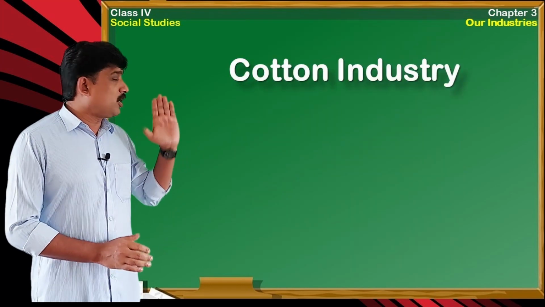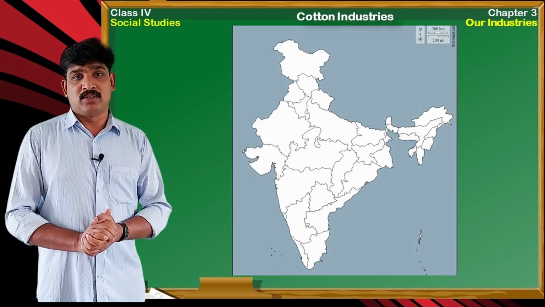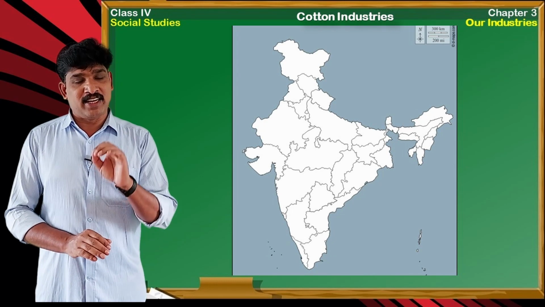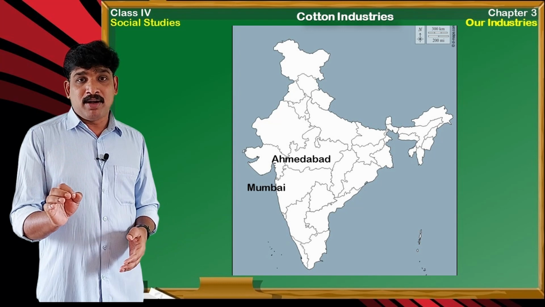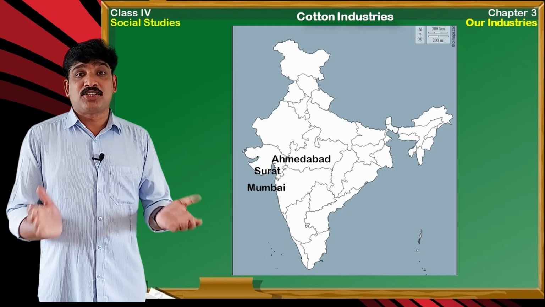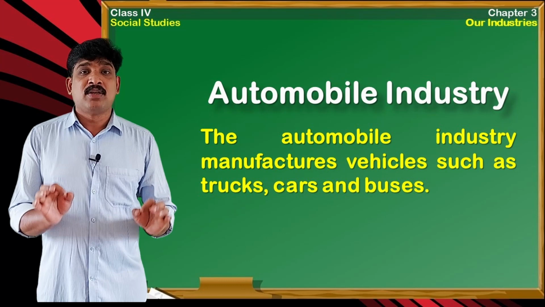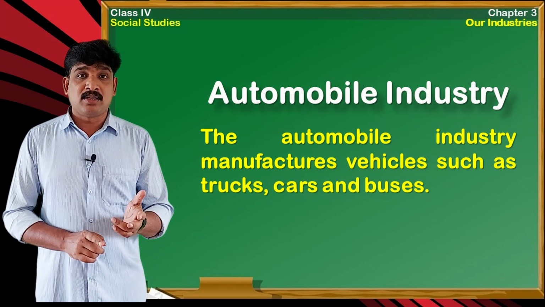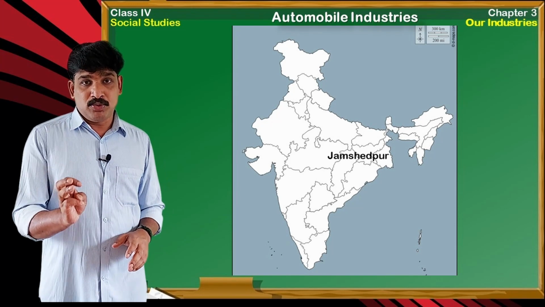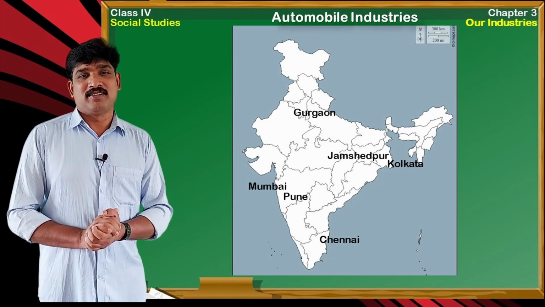Next is cotton industry. India is one of the largest producers of cotton in the world. Gujarat and Maharashtra are the leading states for cotton textile production in our country. Mumbai, Ahmedabad and Surat are the important cotton textile centers in India. Next is automobile industry. The automobile industry manufactures vehicles such as trucks, cars and buses. Main centers of automobile industry are Jamshedpur, Gurgaon, Mumbai, Chennai, Kolkata and Pune.